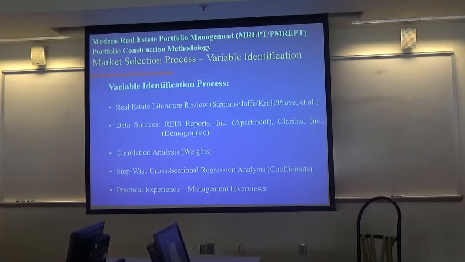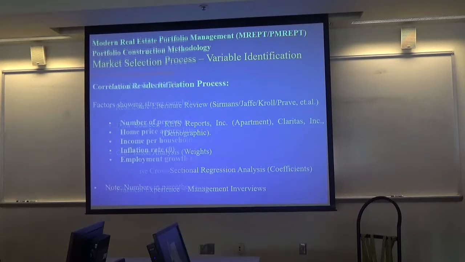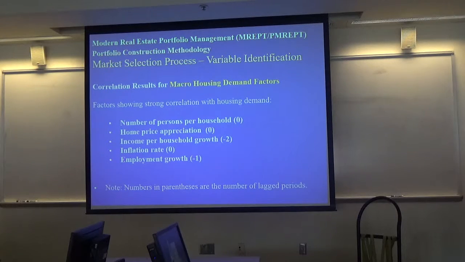Okay? And then practical experience, I interviewed the management. I think we went over this. So the four variables that were the most statistically significant in forecasting housing demand were number of persons per household, home price appreciation, income per household, the inflation rate, and employment growth.